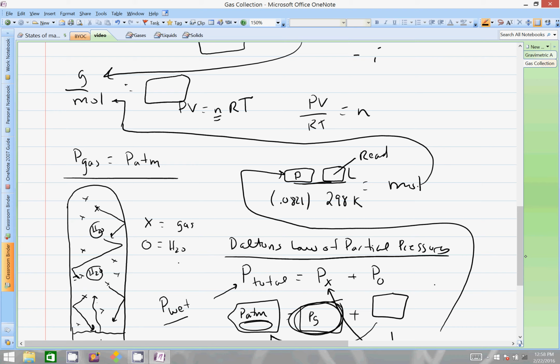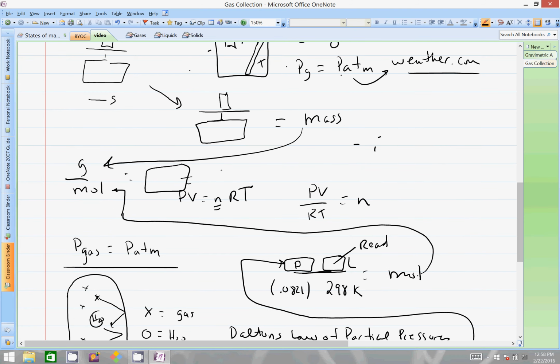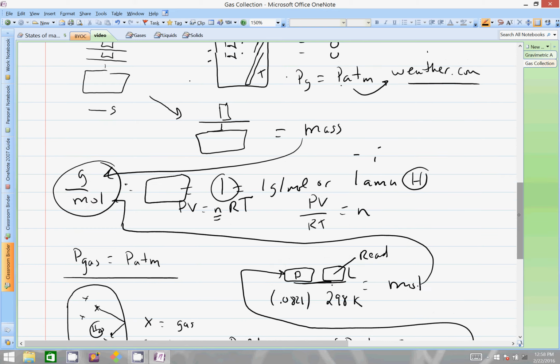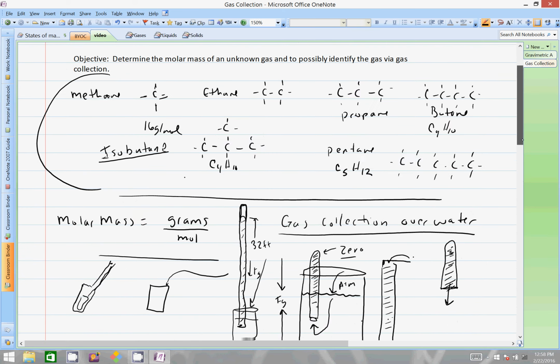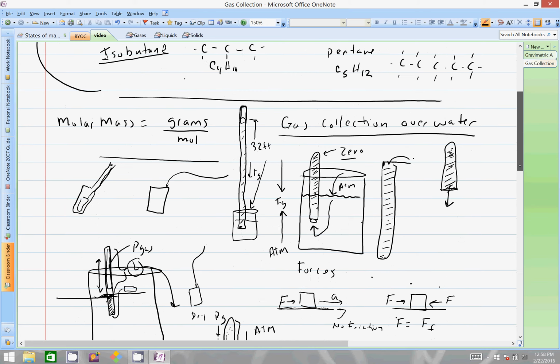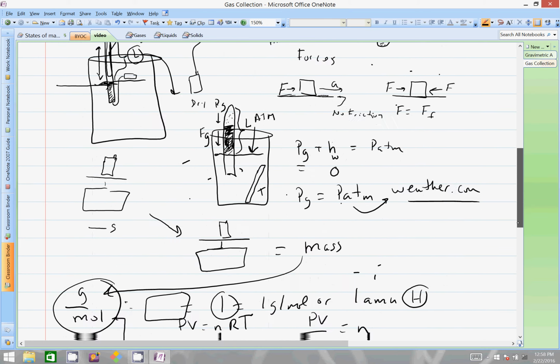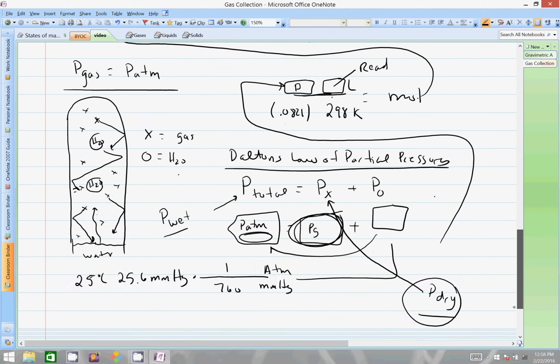Keep in mind, the smallest molar mass you could ever get would be 1. 1 would be 1 gram per mole, or 1 AMU, which is hydrogen. Just a plain old hydrogen would be 1 AMU. You cannot get a number less than 1. So we're looking to get a number here to where we could match it up to all of our original items and see which one it might be. Okay, and other than that, very straightforward, simple example of gas collection. Thank you very much.